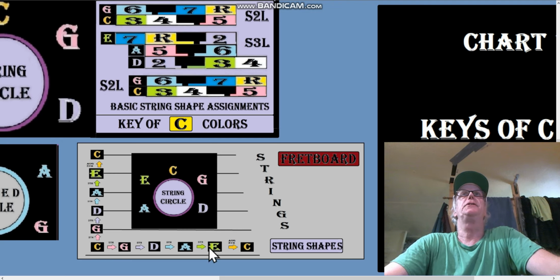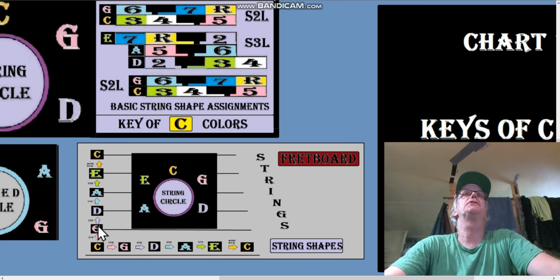So in the strings, these are the strings, the bottom. So this is E, A, D, G, B, and E string. But these are not string letters. These are string shapes for the key of C. So C would be the first string shape in the key of C. G would be the second string. D, and notice we're going up in fifths.